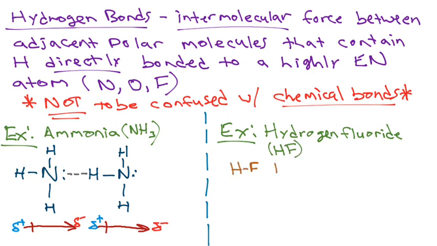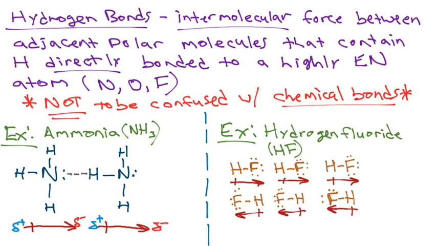Take a look at another example. Hydrogen fluoride, same thing. Hydrogen fluoride, also known as hydrofluoric acid, also displays hydrogen bonding. So we'll look at the polarity. Anytime you see opposite charges lining up, you're going to have hydrogen bonds. So tons of hydrogen bonding going on here.